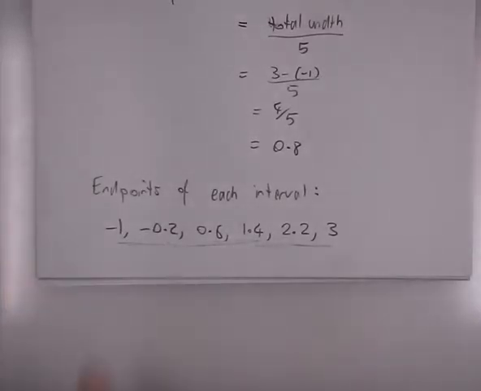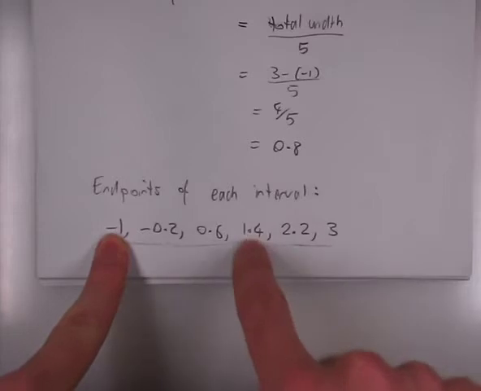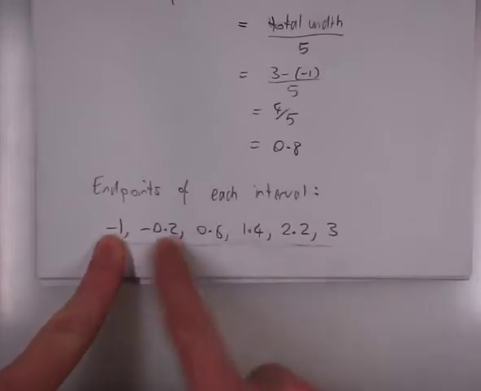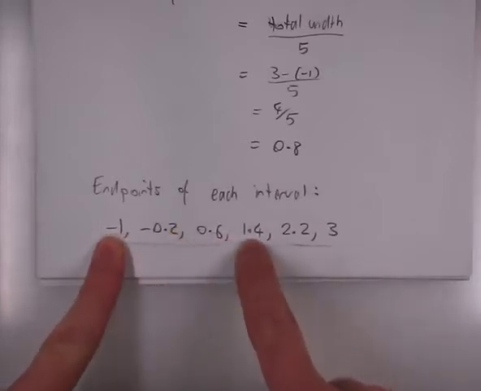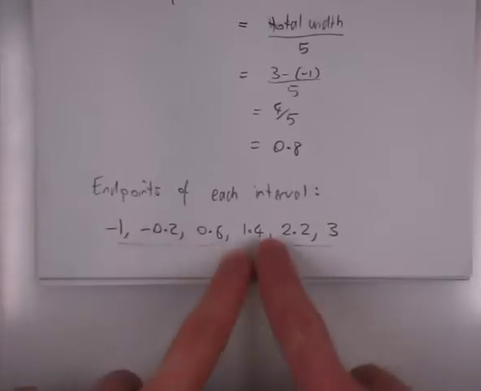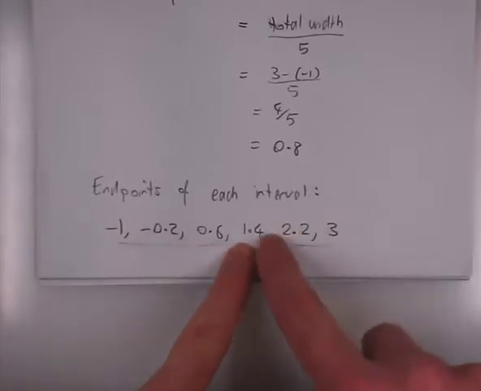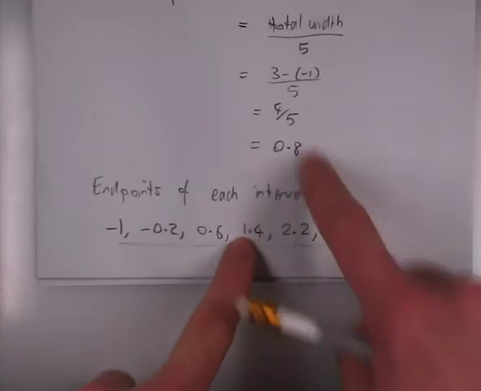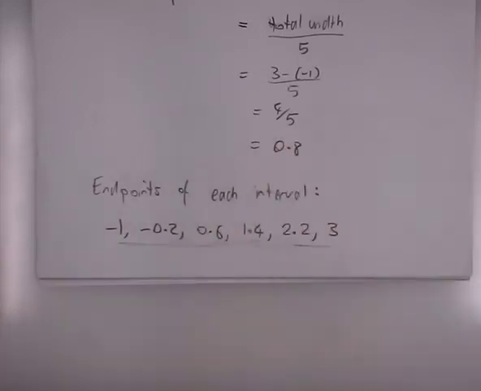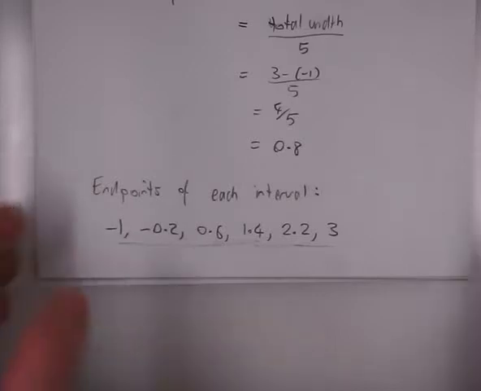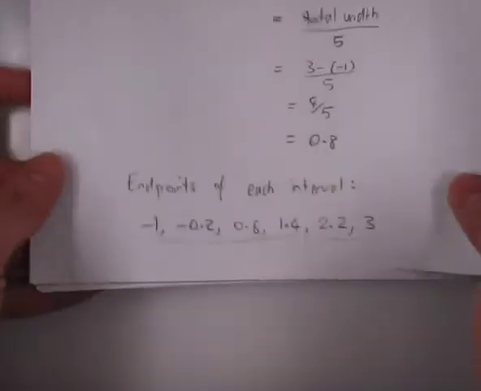Note that to get from -1 to the end of the third interval, I have to go 3 lots of 0.8. Okay, so technically I could have figured them out saying that 1.4 is -1 plus 3 lots of 0.8. So the end of the third interval is 3 times the width away from here. But I'll do that again when we're doing it in terms of n.